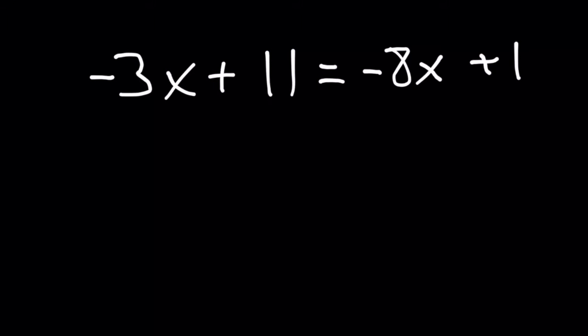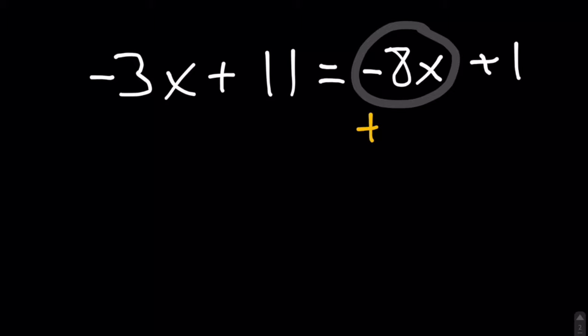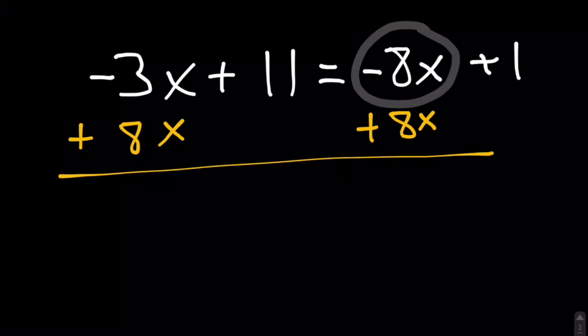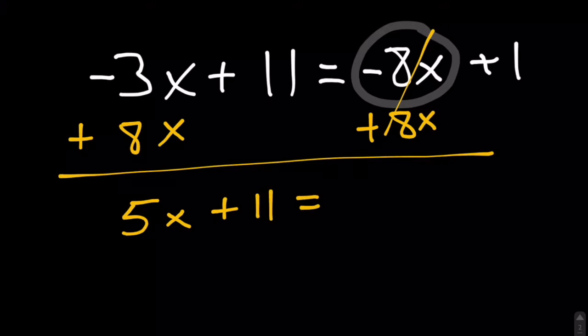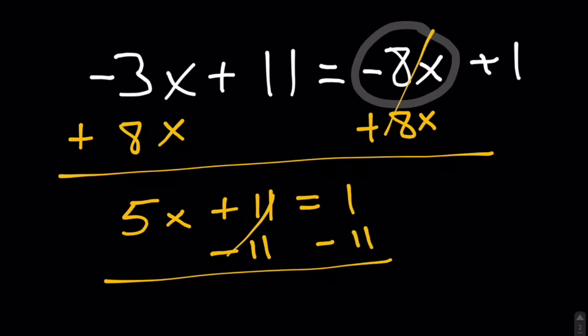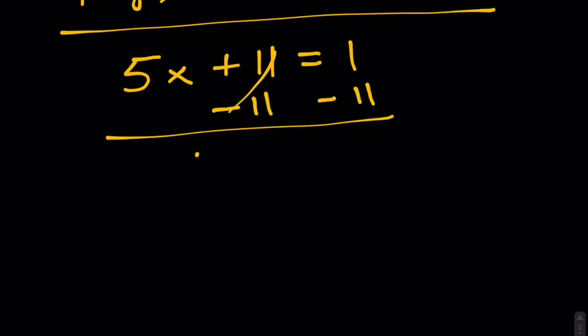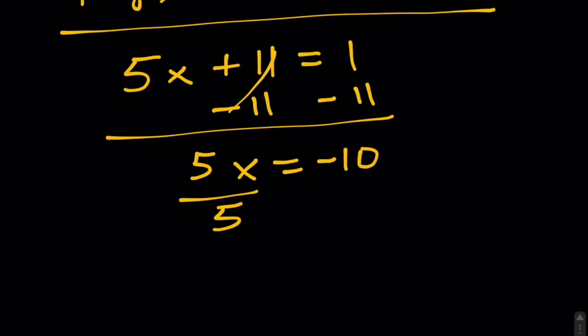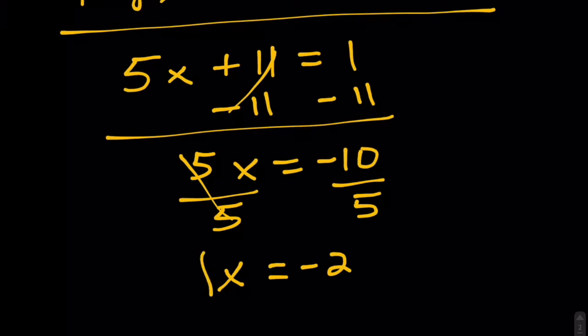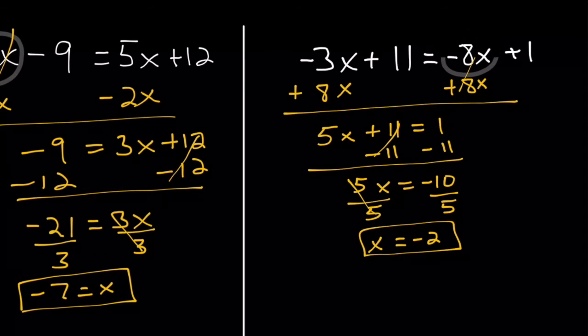Our next example is negative 3x plus 11 equals negative 8x plus 1. Now this time, even though it looks like it's a bigger number, the negative 8 is actually the lesser value. So add it to both sides and watch as we get a positive coefficient in front of our x. We get 5x plus 11 equals 1. Obviously, we got to get rid of that 11, and we're going to do it by minusing. That's going to give us 5x equals negative 10. Now we divide by our 5. And that's going to give us a final answer of x equals negative 2. This is so easy, it's getting boring.